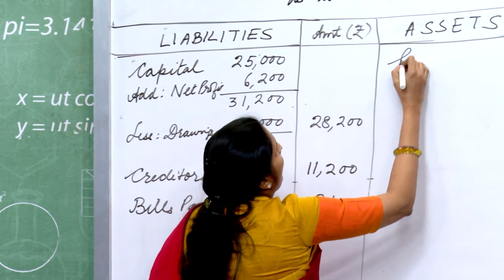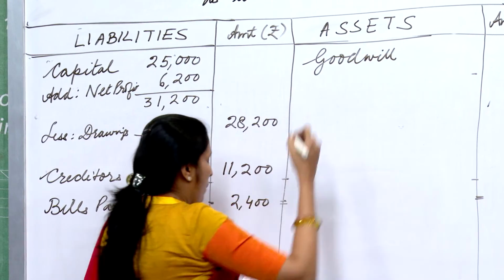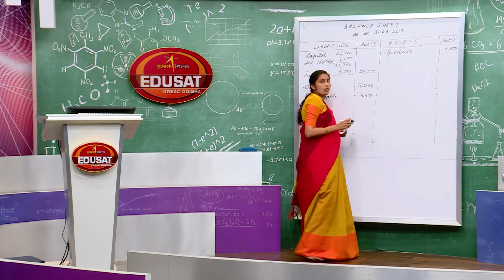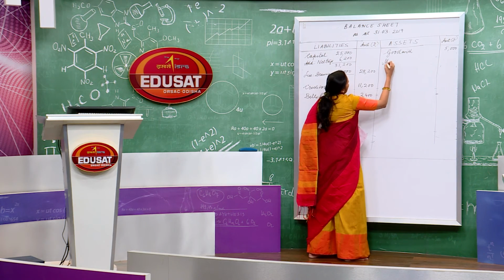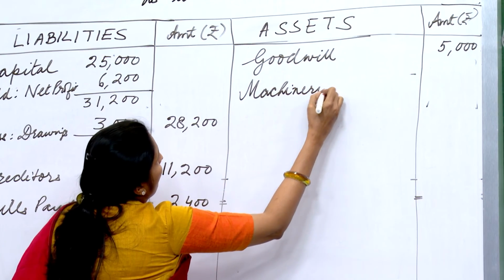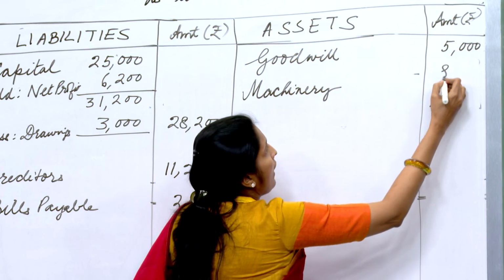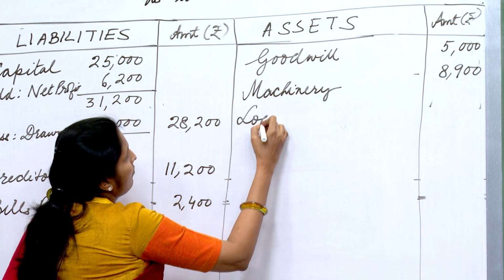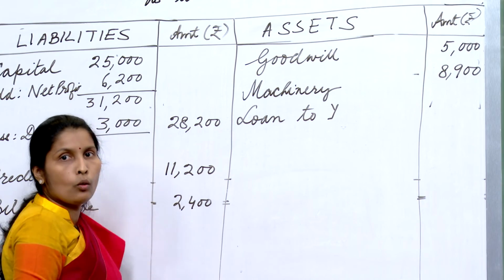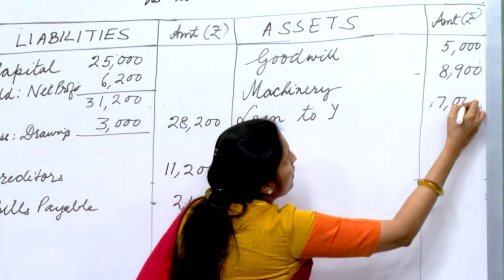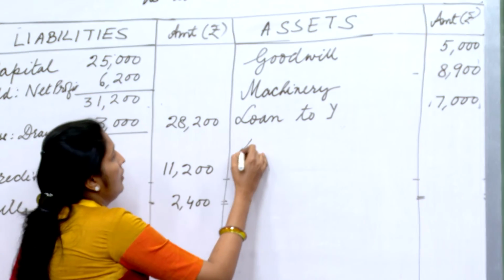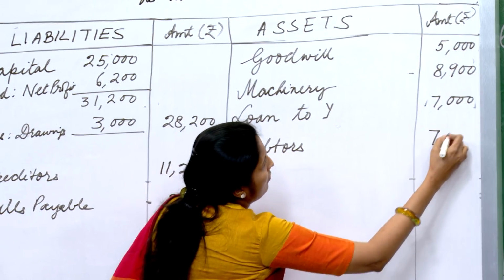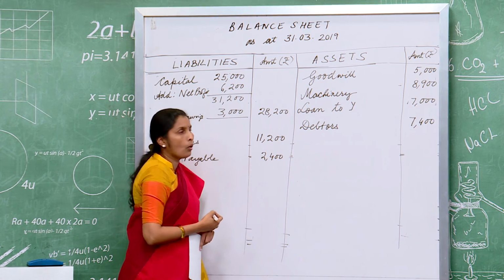On the asset side, we'll start with goodwill. The amount of goodwill is 5,000. Goodwill, as you all know, is the value for the reputation of the firm. Next item on the asset side we have is machinery. So machinery is rupees 8,900. Then we have loan to Y. As the loan has been given to Y, it is on the asset side, 7,000. The next item is debtors. So debtors, the amount is 7,400. Next item we have is closing stock.